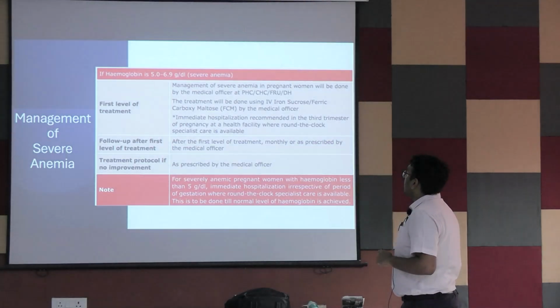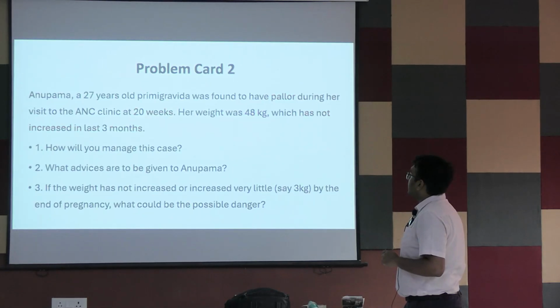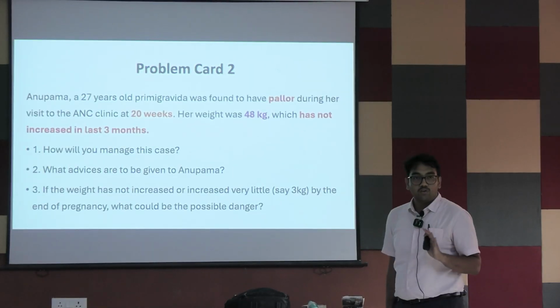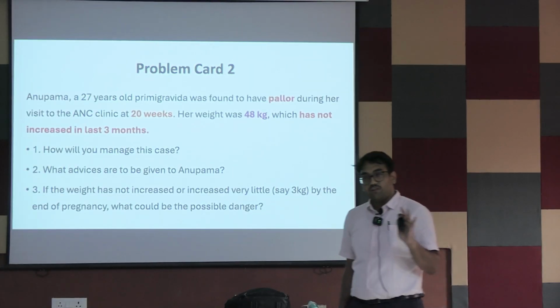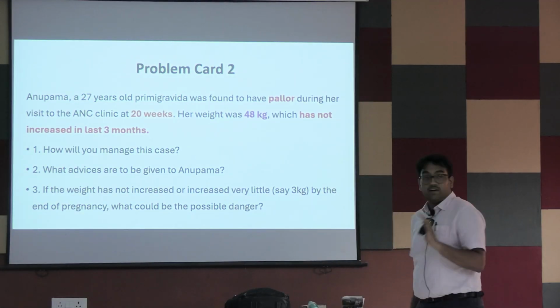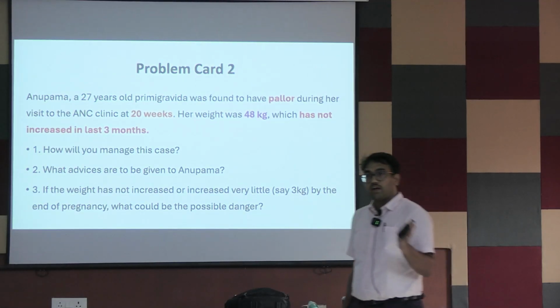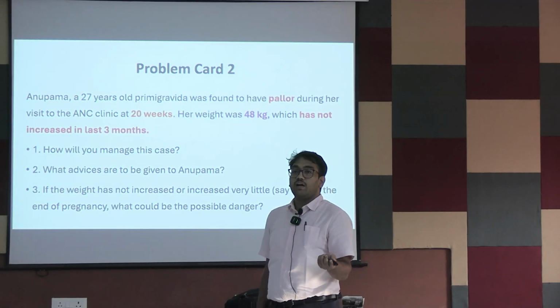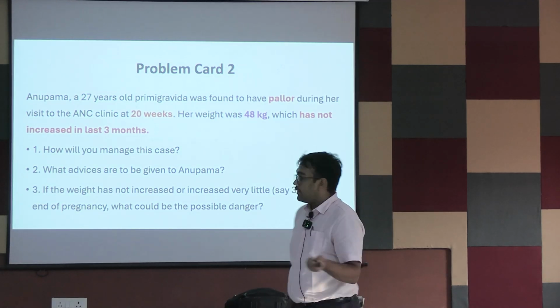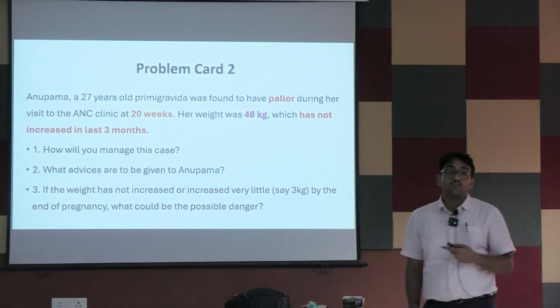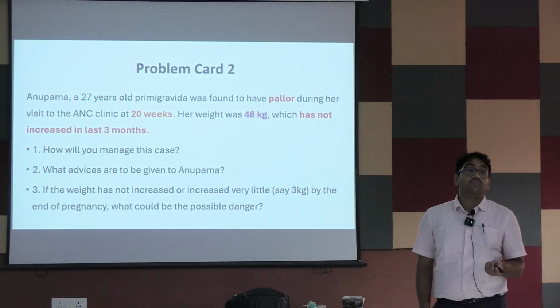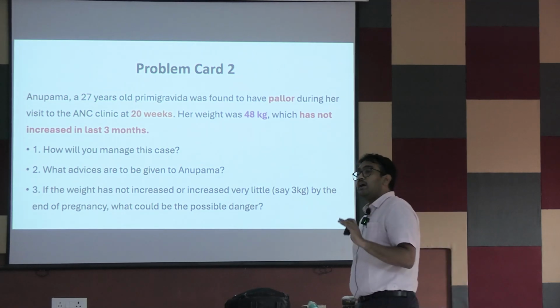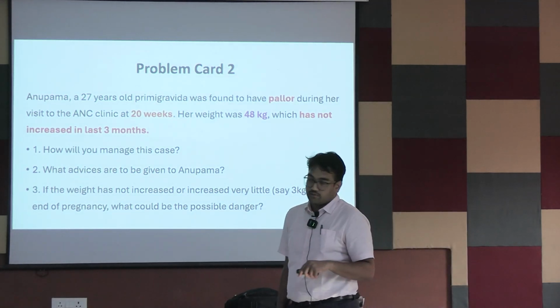So going back to the problem card, there were these 4 questions. How will you manage? You have to investigate, you have to treat, and you have to advise for follow-up. Then what are the advices to be given regarding diet, regarding rest, regarding the consequences of IFA, and regarding danger signs, right. Next, if the weight has not increased, what are the possible feto-maternal consequences, okay, consequences to the baby and consequences to the mother, right.